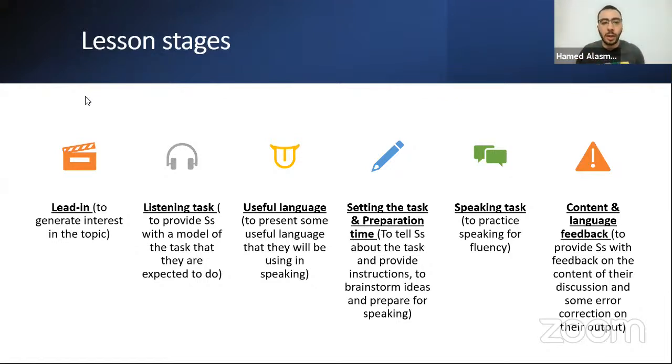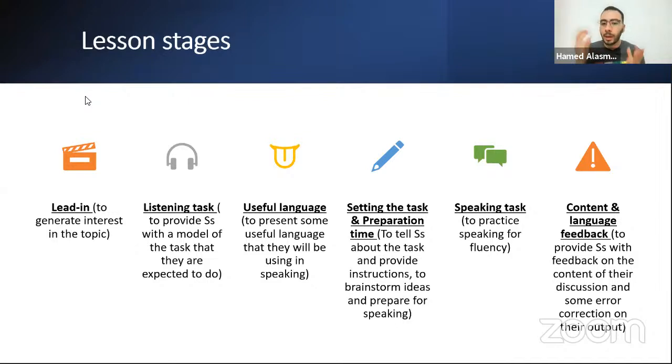Moving to the useful language, the one that was how about, what about, and so on. And this is to present some useful language that they will be using in the speaking task at the end. Some sort of helping students to speak.